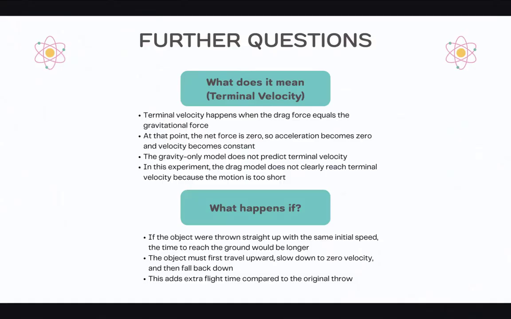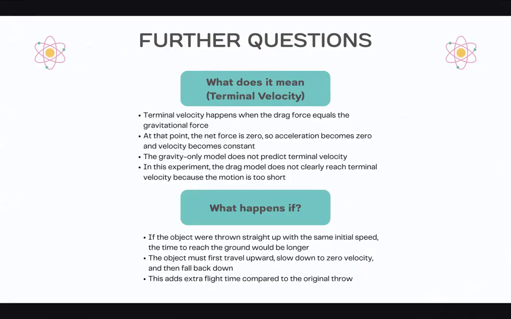For the further questions, terminal velocity happens when the drag force balances gravity. So the net force becomes 0, acceleration becomes 0, and the velocity becomes constant. The gravity only model does not predict terminal velocity. In my experiment specifically, the drag model also did not clearly reach terminal velocity because the motion was very short and the drag effect was very small. So the velocity did not level off within the recorded time.